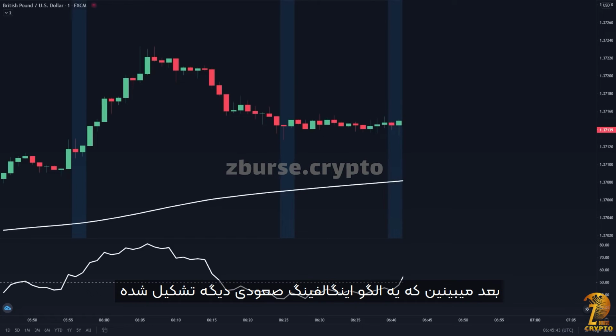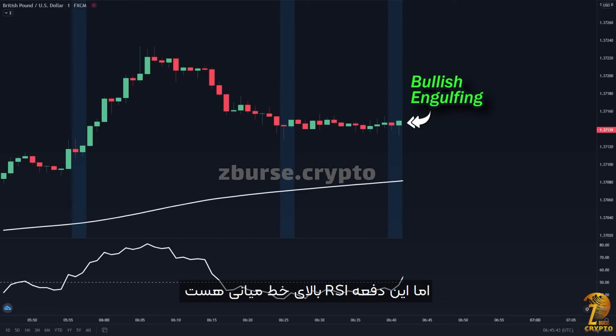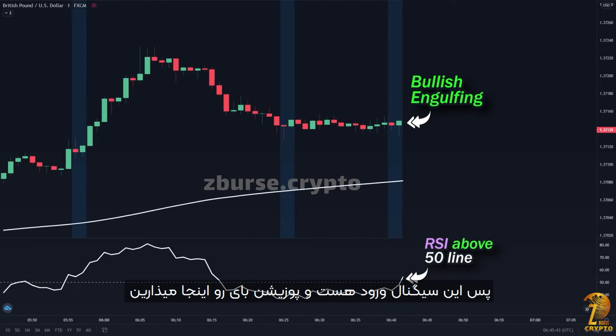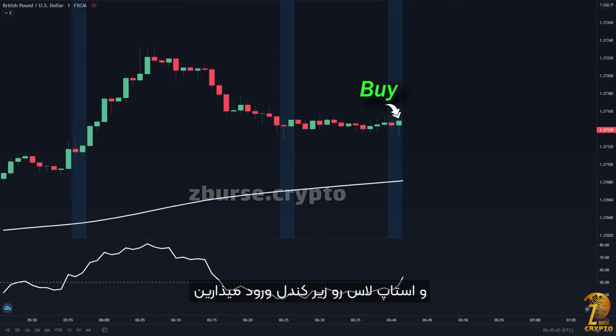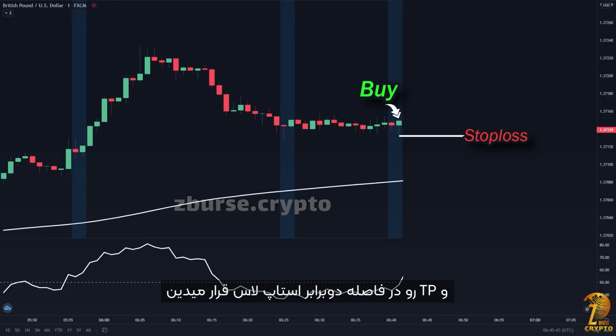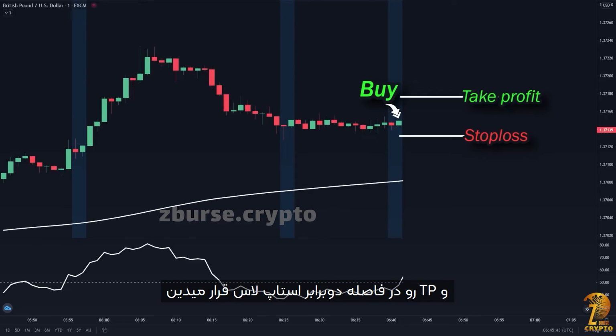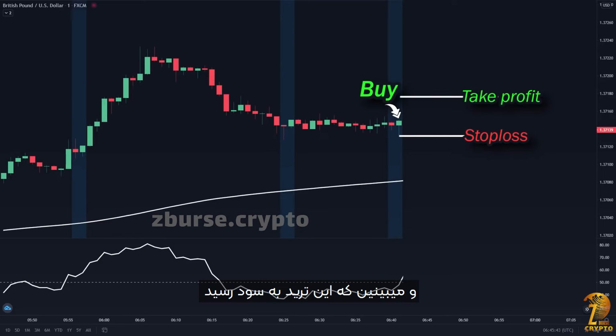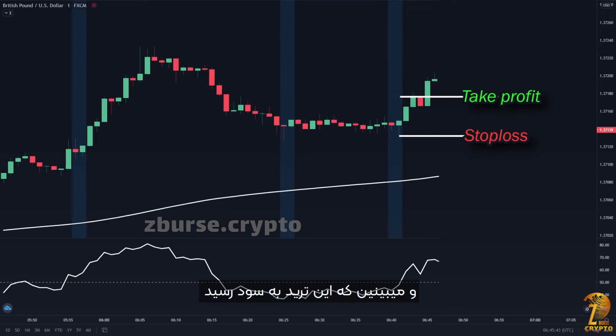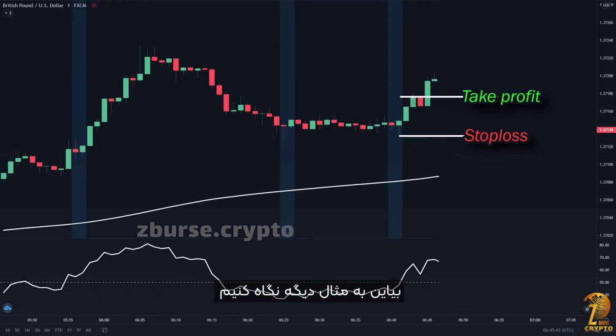Next, we can see that another bullish engulfing pattern has formed, but this time, the RSI is already above the middle line. So this is our entry signal and you want to take a buy position here. Now for your stop loss, you set it below your entry candle here. And for your profit target, you set it at 2 times your stop loss. And so as you can see, this trade ended up being profitable.